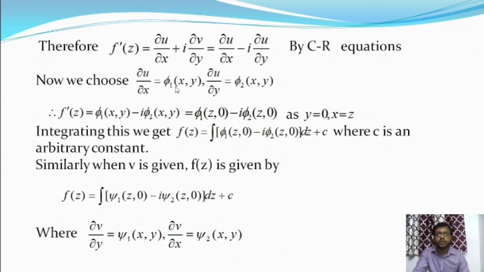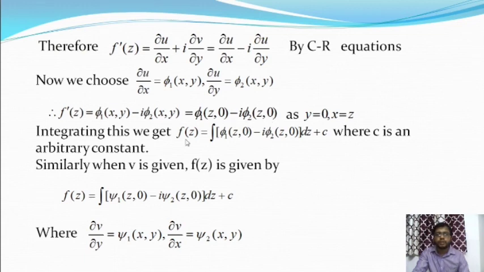Now we put phi 1 of x comma y and phi 2 of x comma y in place of del u del x and del u del y. Then the first derivative f dash z will be phi 1 of x comma y minus i into phi 2 of x comma y. If we put x equal to z and y equal to 0, this is actually the proof of the Milne-Thomson method. So f dash z is equal to phi 1 of z comma 0 minus i into phi 2 of z comma 0, where x is equal to z and y is equal to 0.